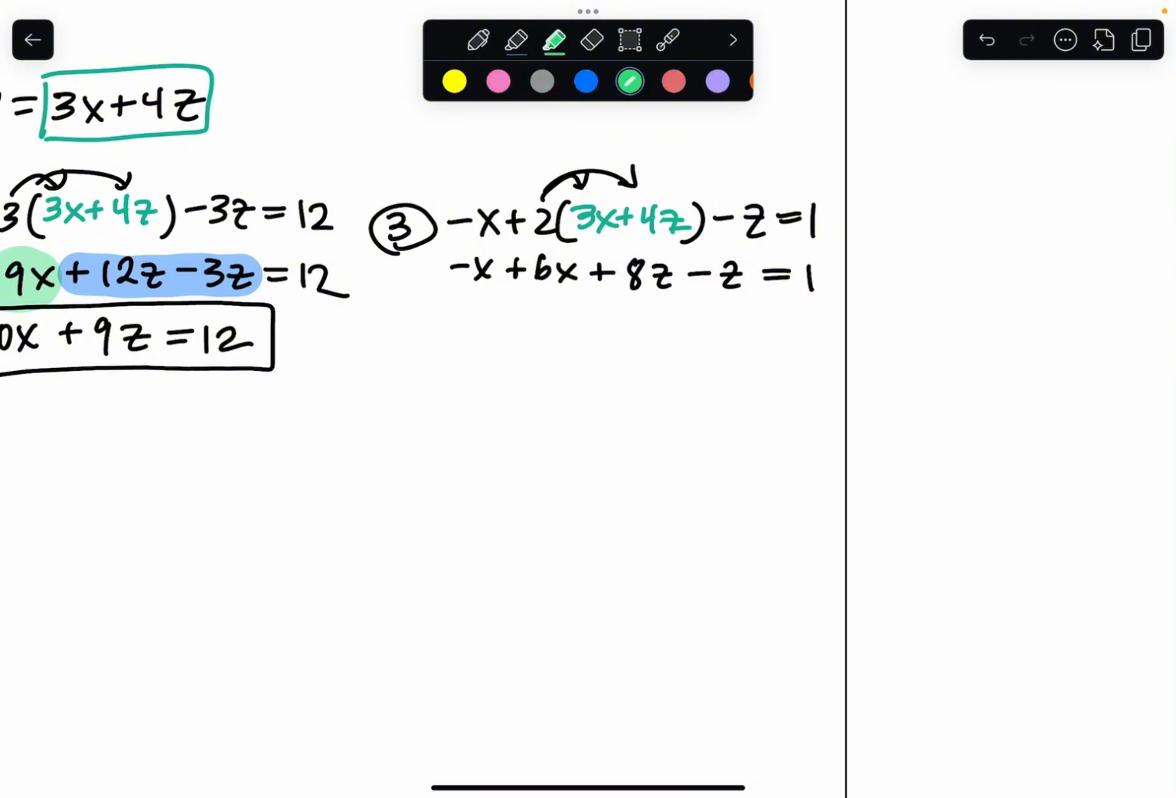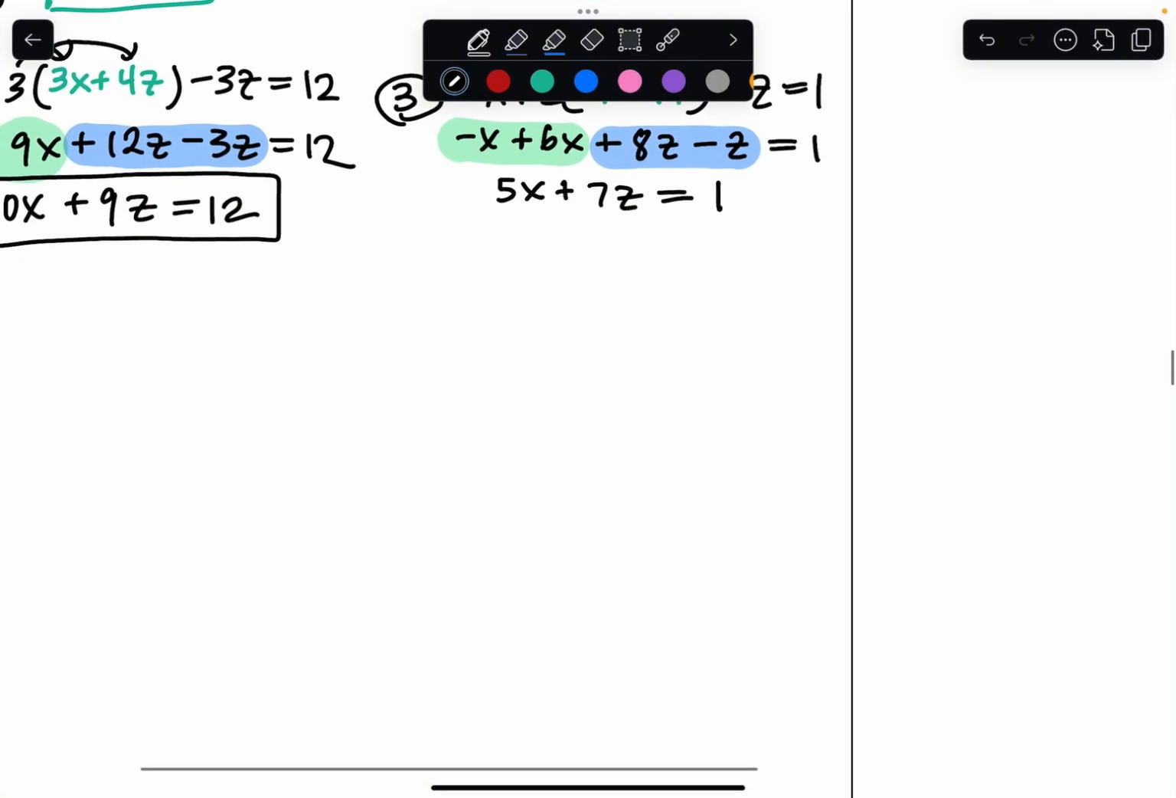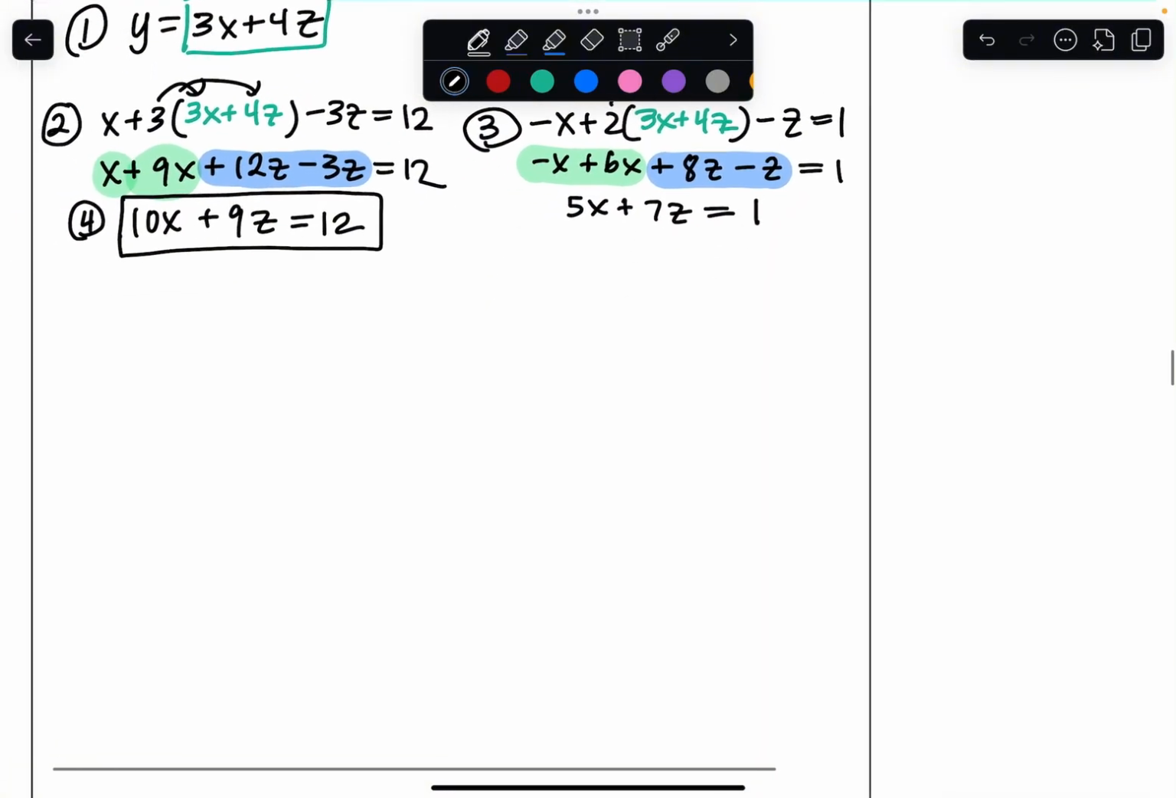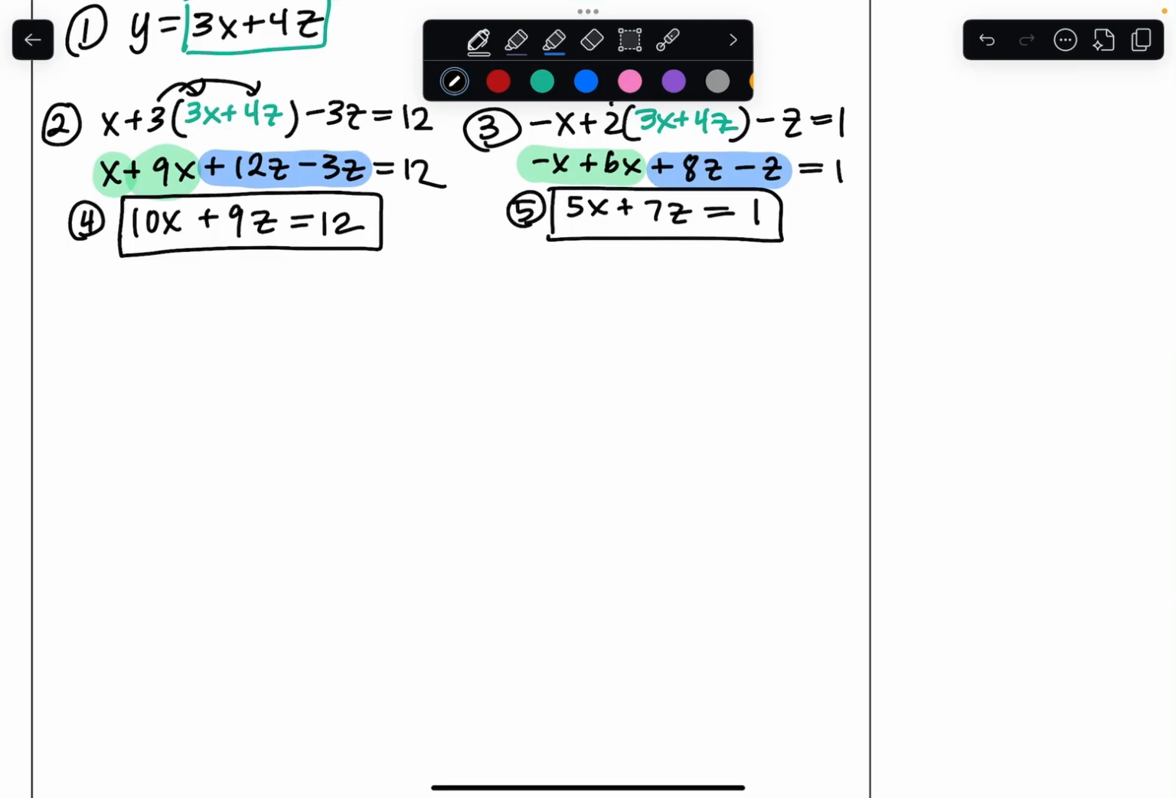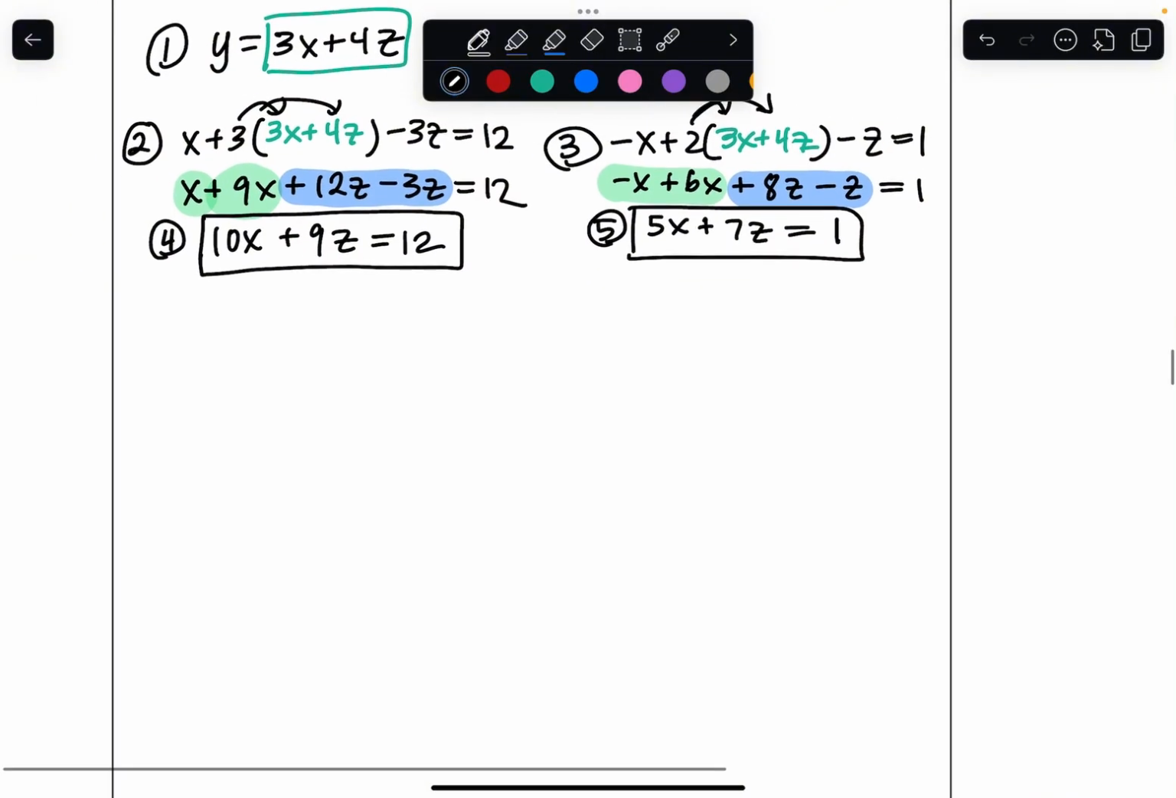Combine your like terms. I've got negative x plus 6x, which is 5x. I've got 8z minus z, which is 7z, equals 1. Okay, and so there's nothing to simplify. And so that is our equation 5. So 4 and 5 become our 2x2 system.